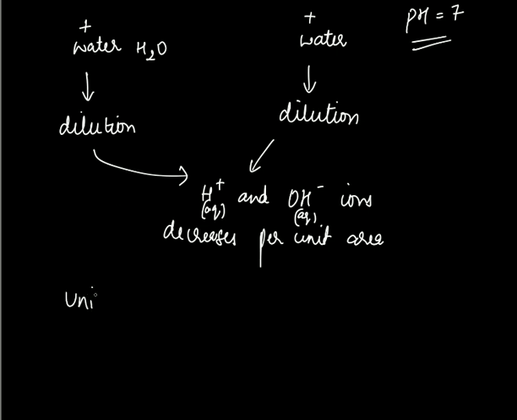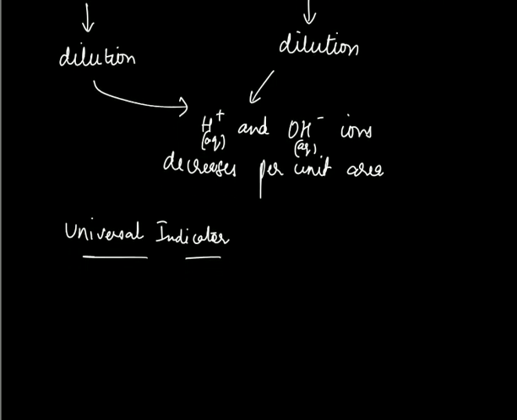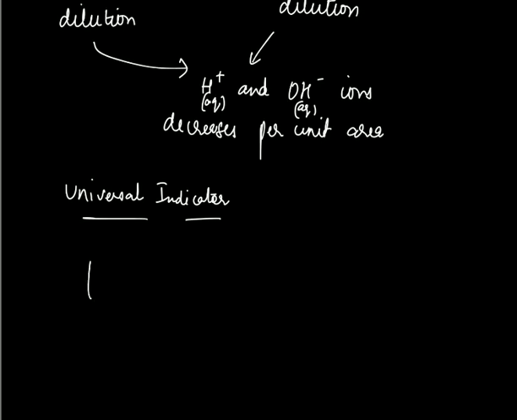So we have the universal indicator. But the universal indicator is a mixture of several different indicators. It's not just one component. It shows different colors at different concentrations of H positive ions, or pH values, right? For calculating pH, there is a pH scale. Then we have a pH meter also, which is electrical. I'm just showing it roughly over here.